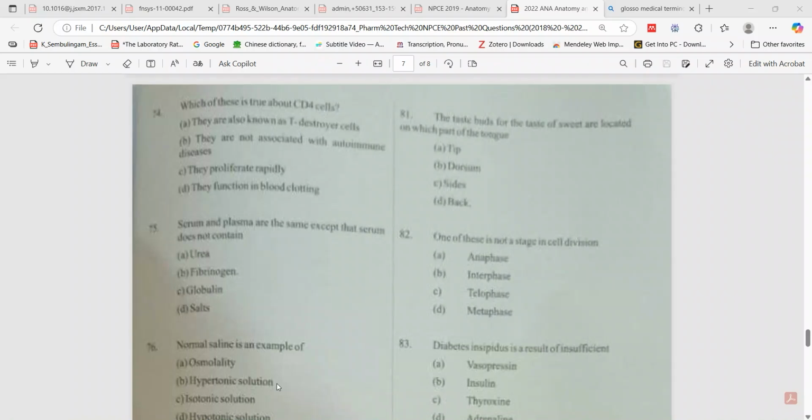So what's the difference between serum and plasma? They're almost the same thing, but there's a subtle difference. One does not contain fibrinogen. Serum does not have the clotting factor, so it does not contain fibrinogen. But plasma does. Okay. 76.